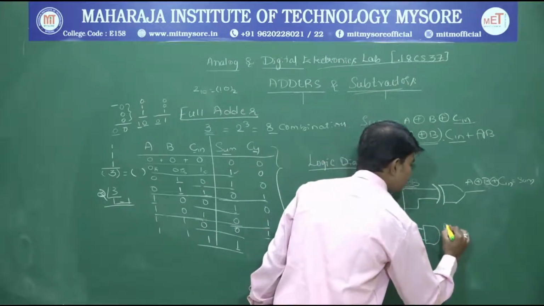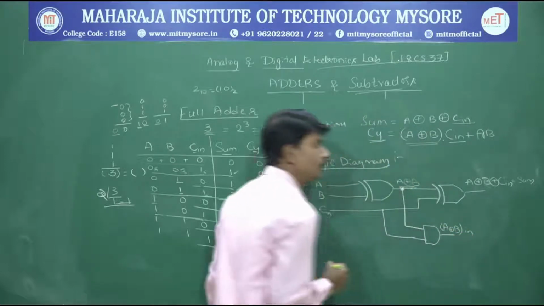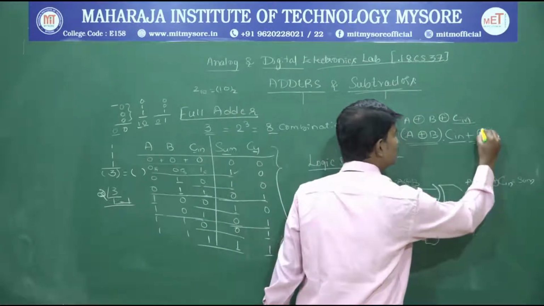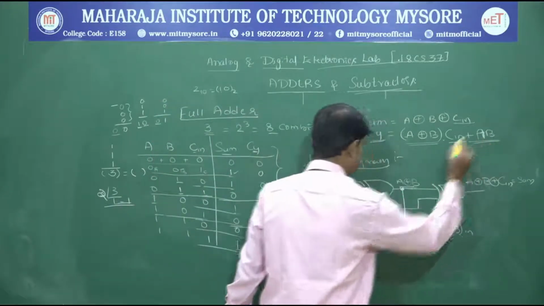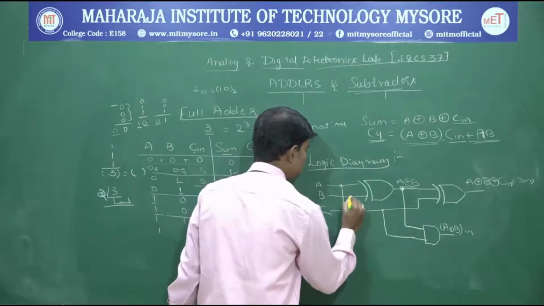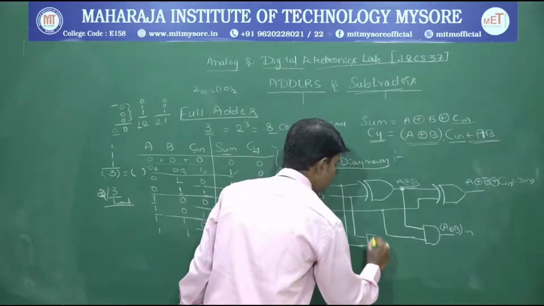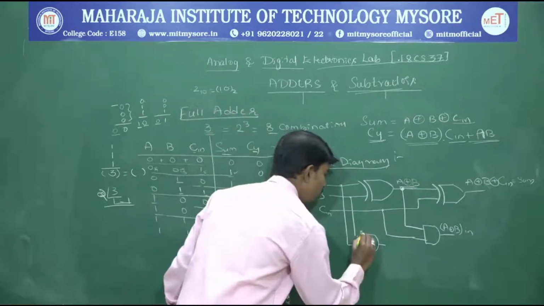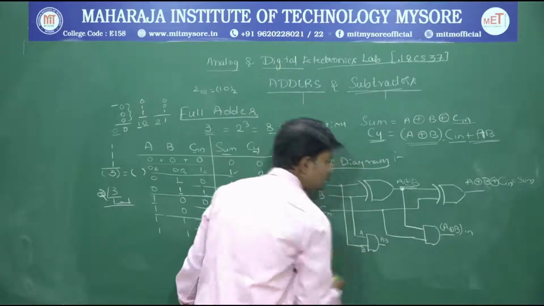Now you are going to end up with A XOR B into C in, but that's not going to end there, because I have left out one more SOP term, which is AB. So in order to get AB, what I have to do? I just have to multiply this A and B variable using an AND gate. Now I am going to end up with AB here.